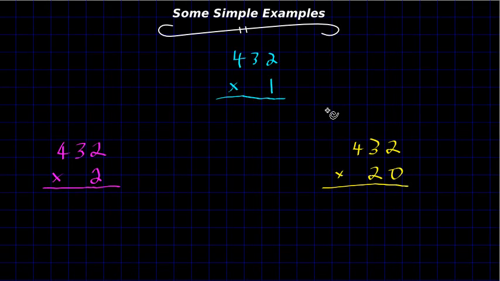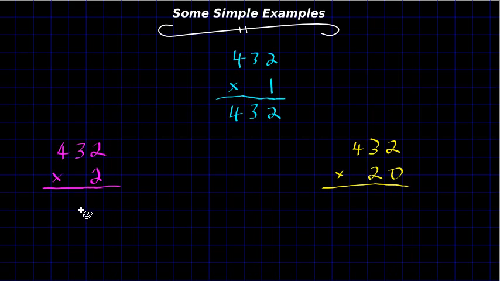Let's do a couple of simple examples. Let's start by multiplying 432 by 1. That's pretty easy. You can do that in your head. So let's just write this down. 432 times 1 is 432. Slightly more interesting examples, let's multiply 432 by 2. You can also do that in your head.